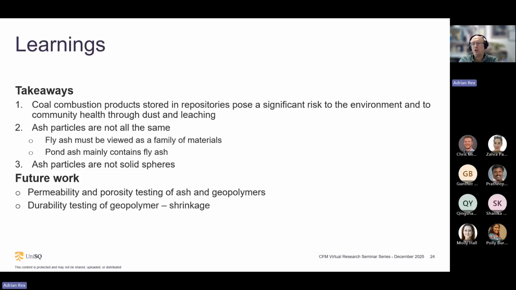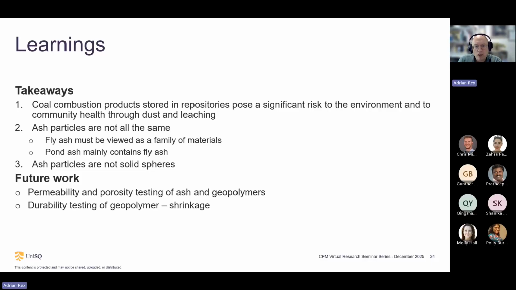Ash particles are not solid spheres, as much as we'd like to consider them to be spheres, especially when we're using them as a lubricant in pumps. We've seen that some of them are potatoes or, whatever Polly will say, aspherical.